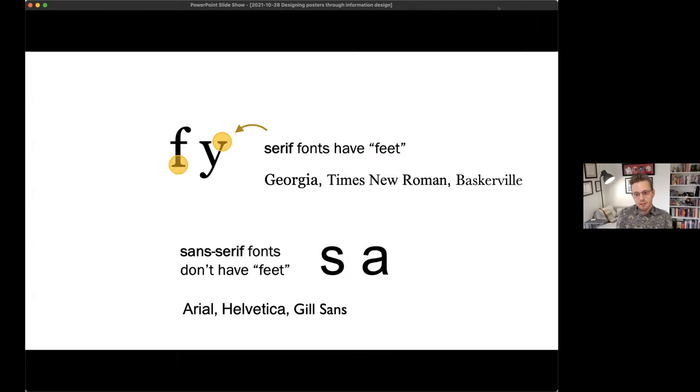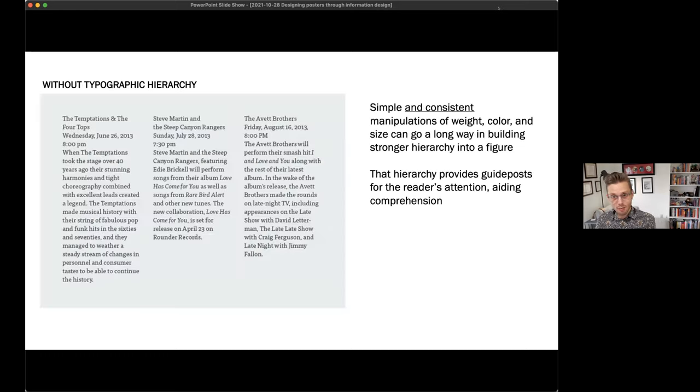So when I talk about serif and sans serif fonts, these are two of the major classes of typefaces in typography. And serif fonts have little feet at the end of the characters. So things like Georgia, Times New Roman, and Baskerville are examples of serif fonts. And then sans serif fonts don't have those little feet. They're smoother in general. Things like Arial, Helvetica, and Gill Sans are some examples. With typography, we can build hierarchy just by playing around with simple and consistent manipulations of weight, color, and size.